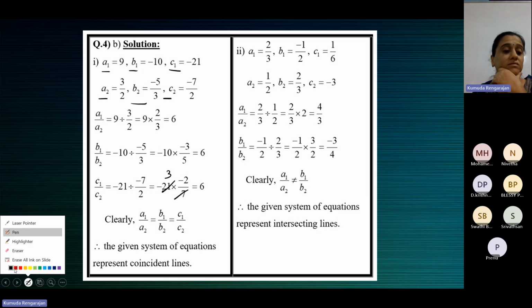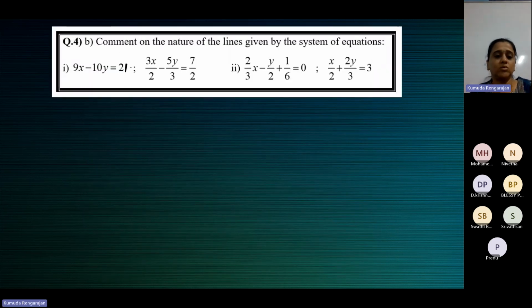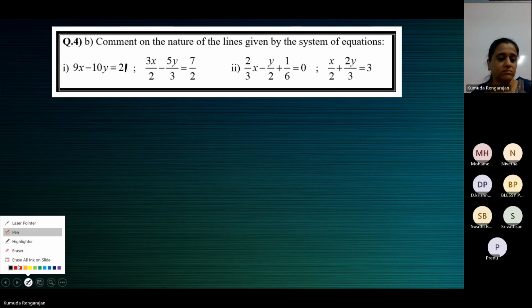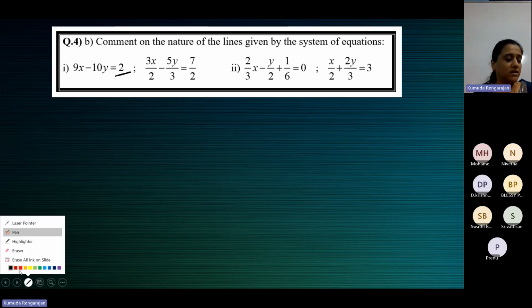So correct the first equation. 21 it is, not 2. Okay, or if you want to leave it like that, for 2, I've got that answer, fine. If you want, you can correct it. It's 21. If you take this 21, coincident lines. If you take this 2 by mistake, it's 2 here. If you take this 2, then parallel lines.